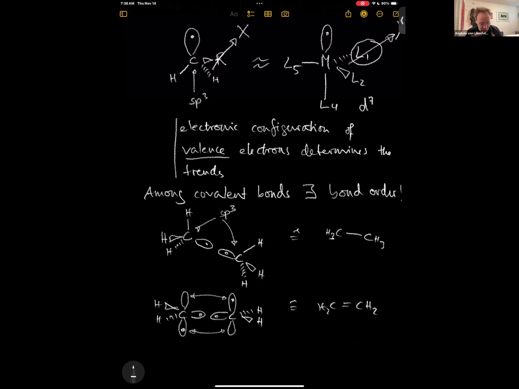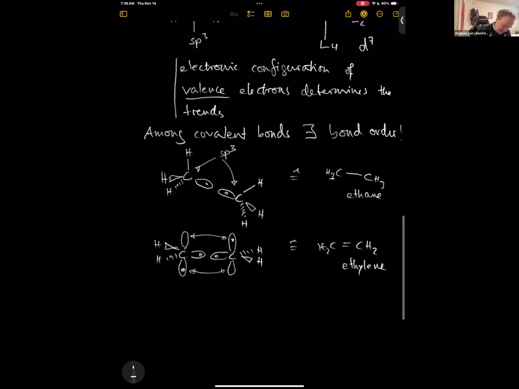in ethylene. And this is ethane, ethylene. And these are carbons in sp2 hybridization.